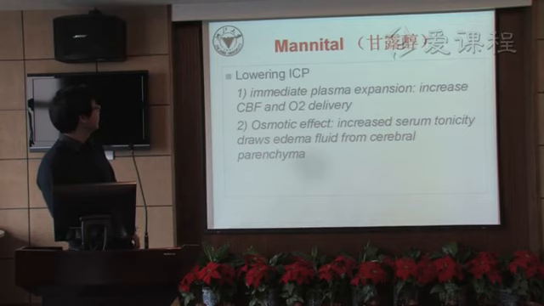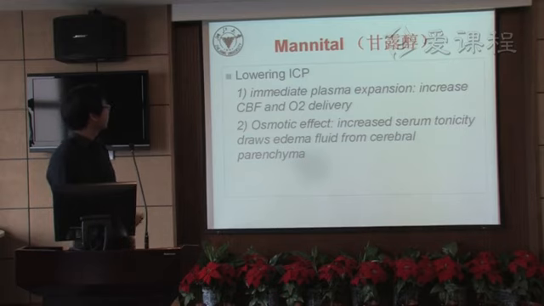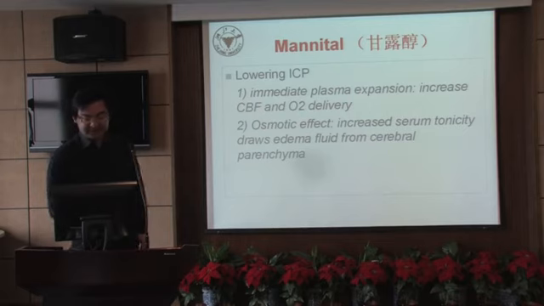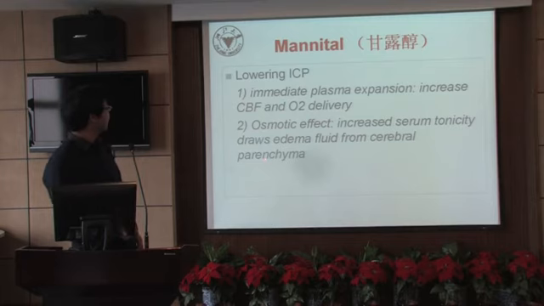Right now, we emphasize mannitol here. Mannitol has some functions for intracranial hypertension. The first one is lowering ICP. How can mannitol lower ICP? The first reason is that mannitol can immediately expand plasma, increase CBF, and oxygen delivery. The second reason is the osmotic effect, increased serum tonicity, which draws edema fluid from the cerebral parenchyma. So the first function of mannitol is lowering ICP.